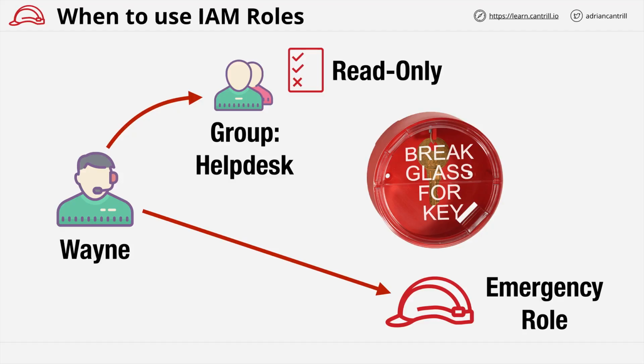Now this access will be logged, and Wayne will know to only use the role under exceptional circumstances. Wayne's normal permissions can remain at read-only, which protects him and the customer, but he can obtain more if required when it's really needed. So that's another situation where a role might be a great solution.